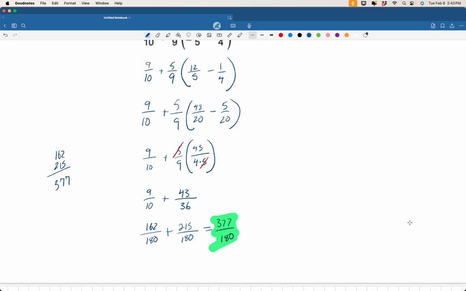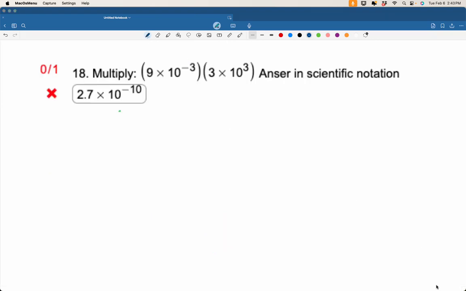All right, let's look at the last one. All right, here's the last one. So we've got 9 times 10 to the negative 3, times 3 times 10 to the positive 3. Answer in scientific notation. So 9 times 3 is 27. Negative 3 plus positive 3 is 0.